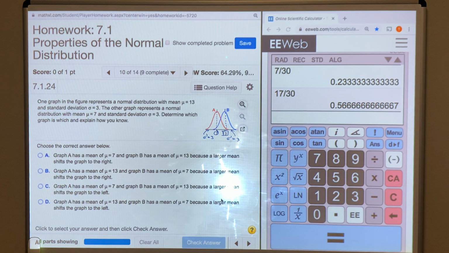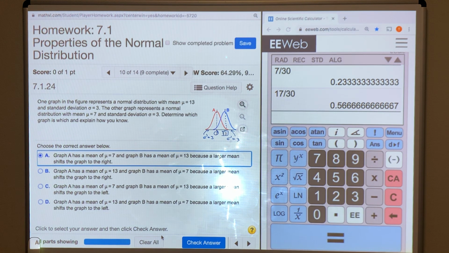Okay, determine which graph is which and explain how you know. All right, so let's look at our options. Graph A has a mean of 7 and graph B has a mean of 13. Yes, that looks like it matches.